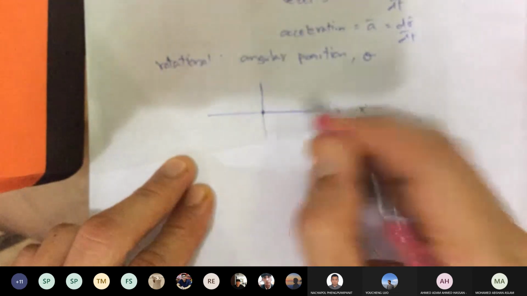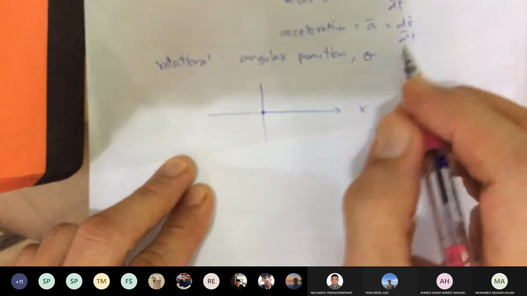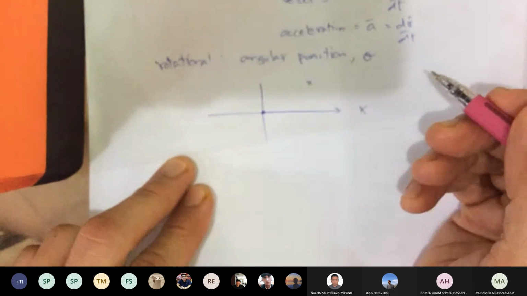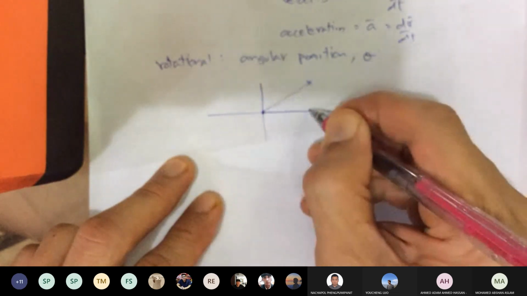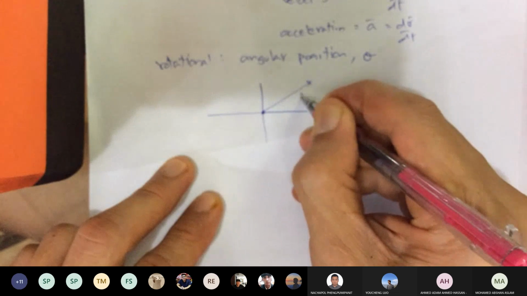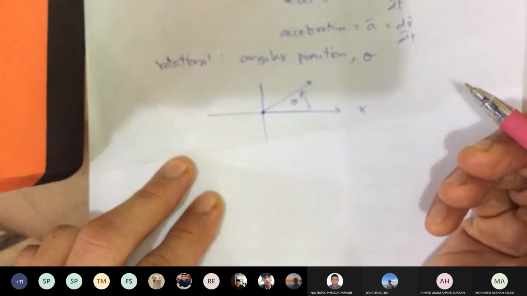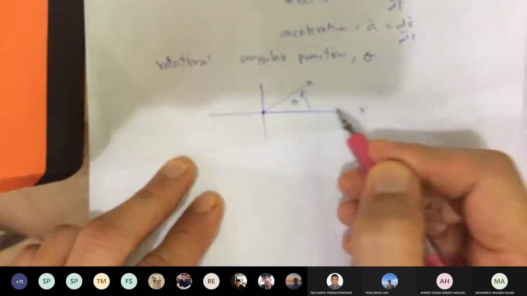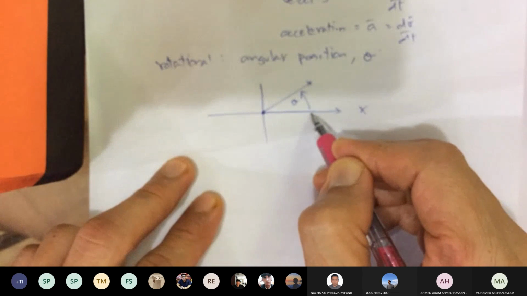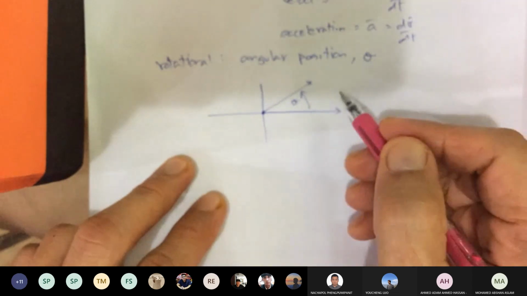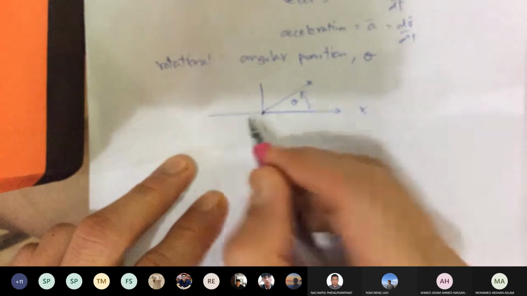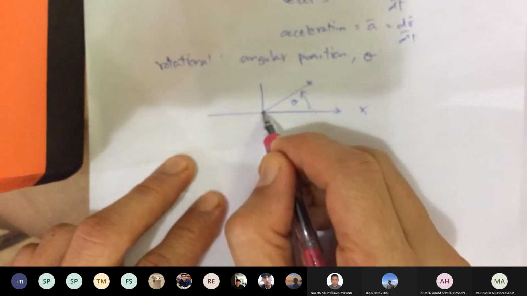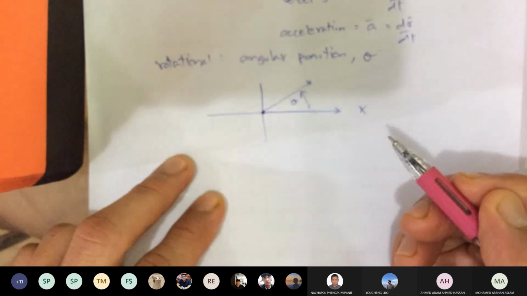So if my position is here, my angular position is this theta. You measure from a reference horizontal line, the positive x-axis, with the center of rotation.